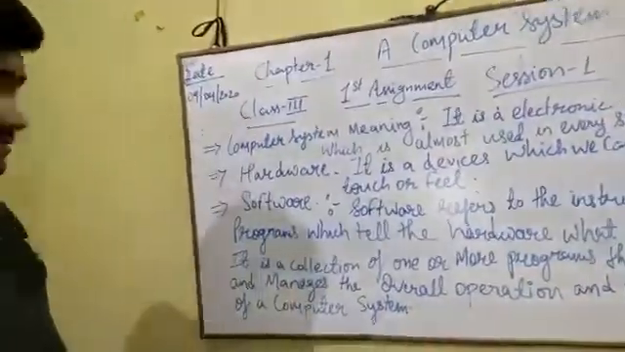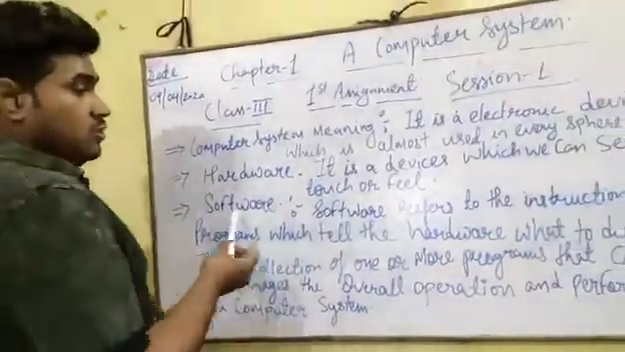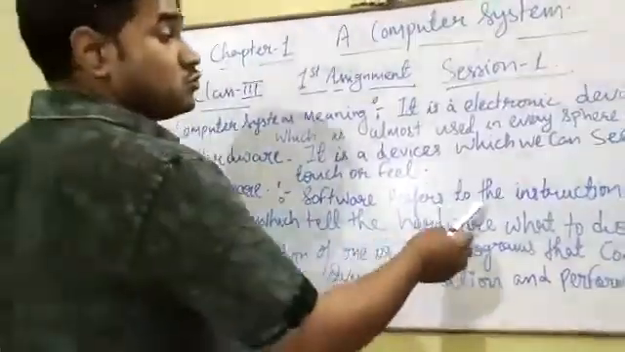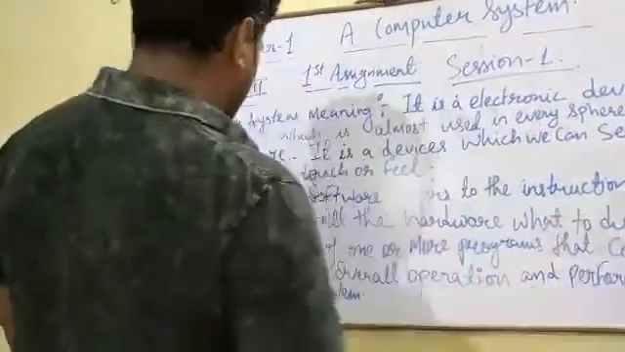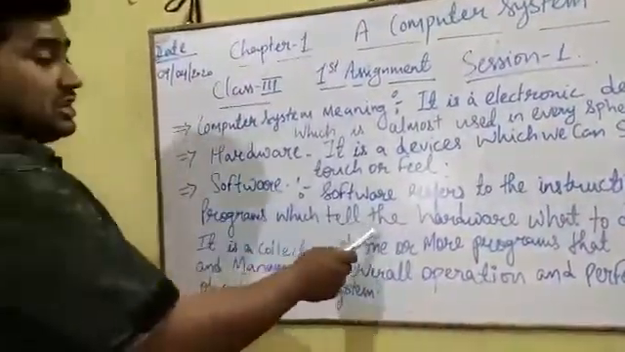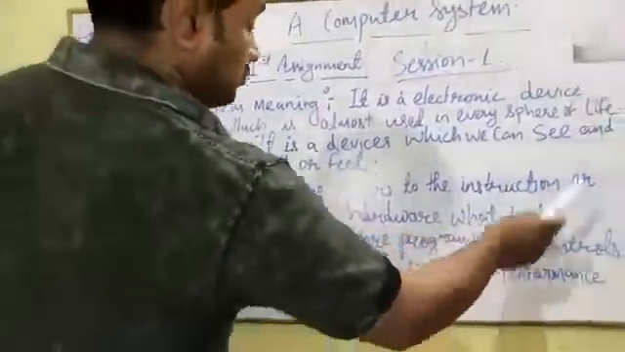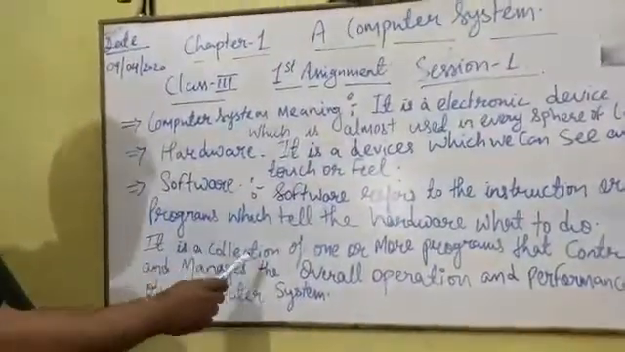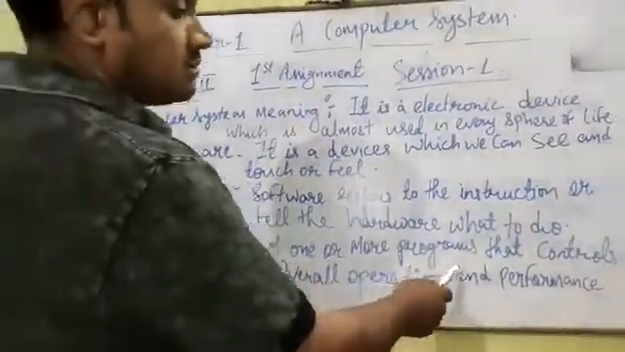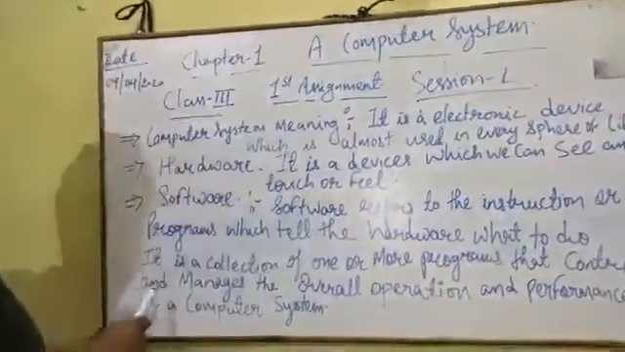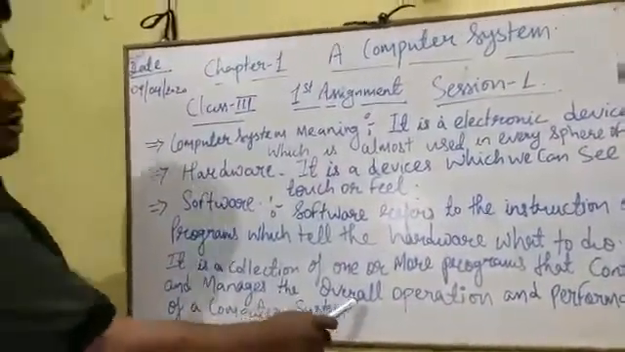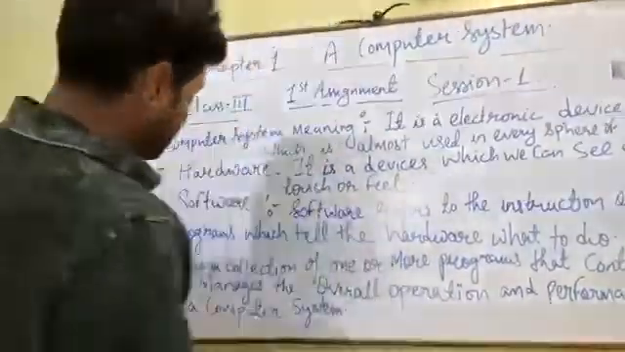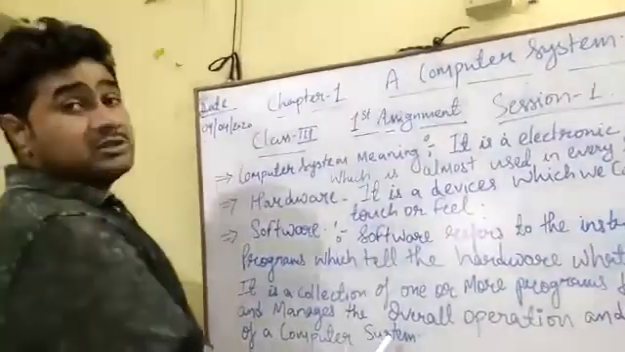Now your next topic is software. Software refers to the instructions or programs which tell the hardware what to do. It is a collection of one or more programs that controls and manages the overall operation and performance of a computer system.